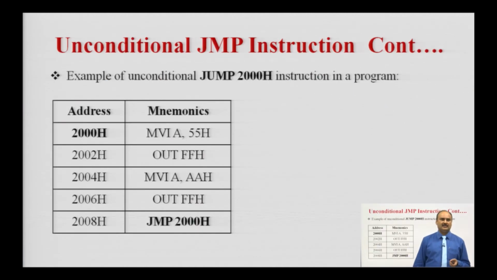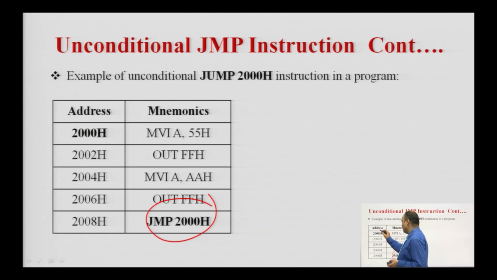Let us take the example of the unconditional jump instruction. Here the program is used to toggle the content of the accumulator repeatedly. This program toggles each and every bit of the accumulator continuously and sends this toggled bit to the output port having address FFH. Here FFH is nothing but the output port address. In this program, the unconditional jump instruction used is JMP 2000H.